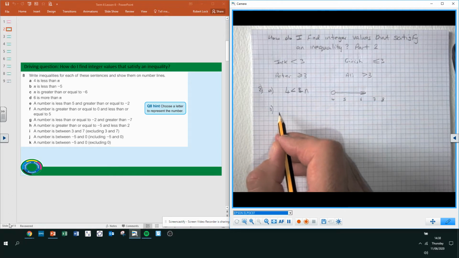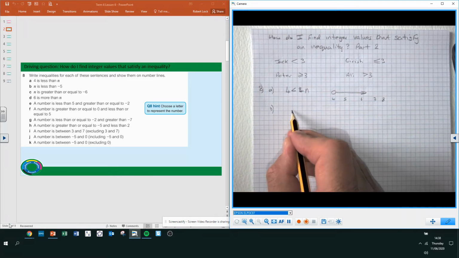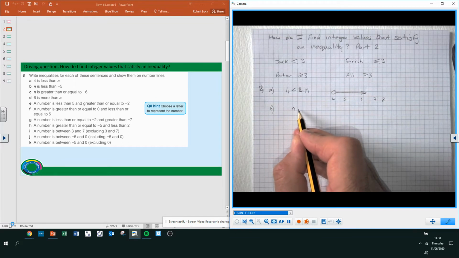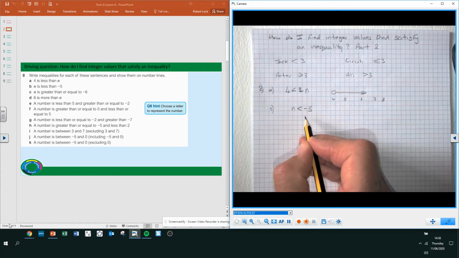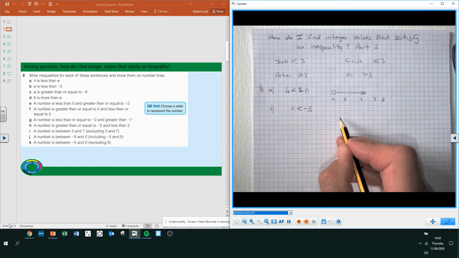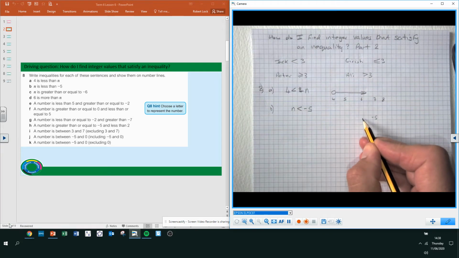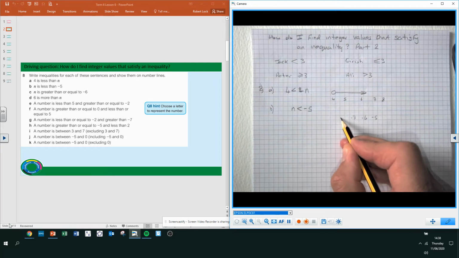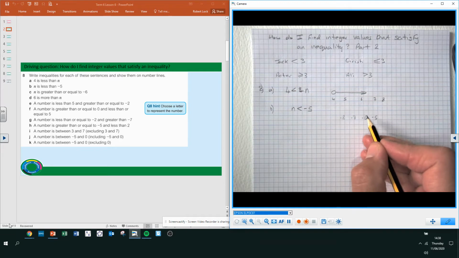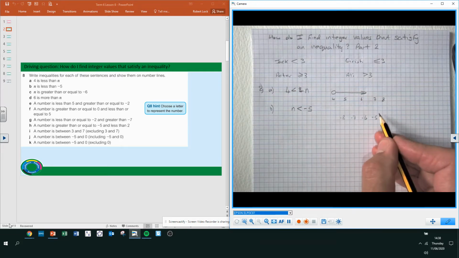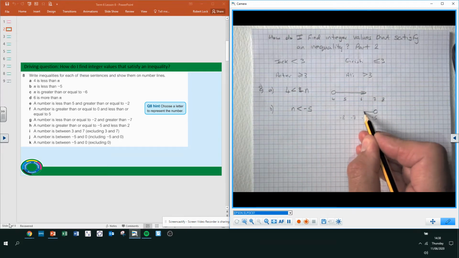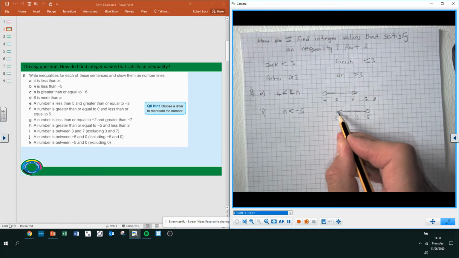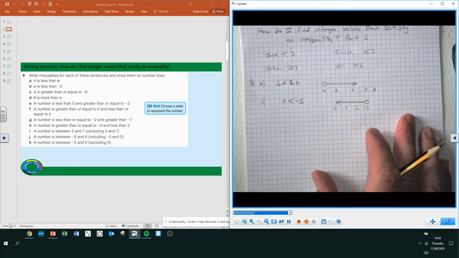B. n is less than minus 5. Minus 5, minus 6, minus 7, minus 8. So no equal sign there, so we just open. Oops, straight line, not wiggly line.